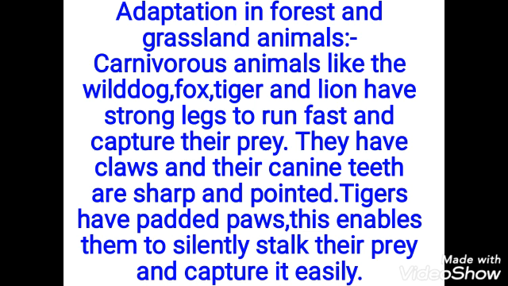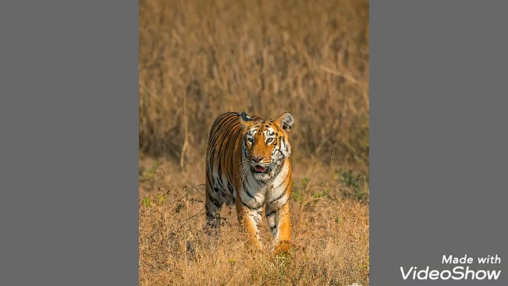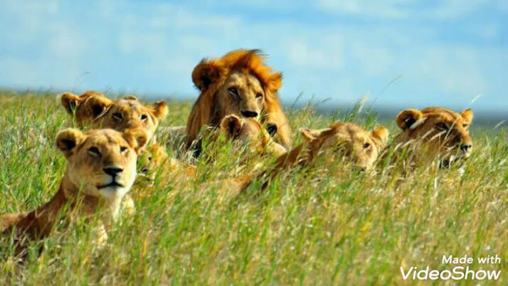Adaptation in forest and grassland animals. Carnivorous animals like the wild dog, fox, tiger and lion have strong legs to run fast and capture their prey. They have claws and their canine teeth are sharp and pointed. Tigers have padded paws and this enables them to stalk their prey. It helps them to spot their prey from a long distance.